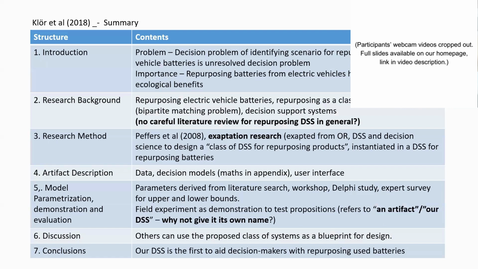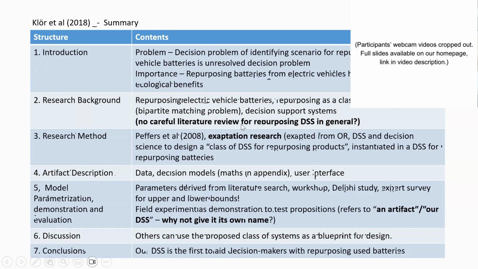Now, we'll just look at what they did. So this is a fairly normal sort of structure for a design science paper. So they set up the problem, should be a class of problems. You have to just demonstrate that it's an important problem, not just from an academic point of view, but for someone out in the world. You give the research background. So it's a decision support system, so they looked at that. They showed that the repurposing was a class of decision support systems for that problem area.